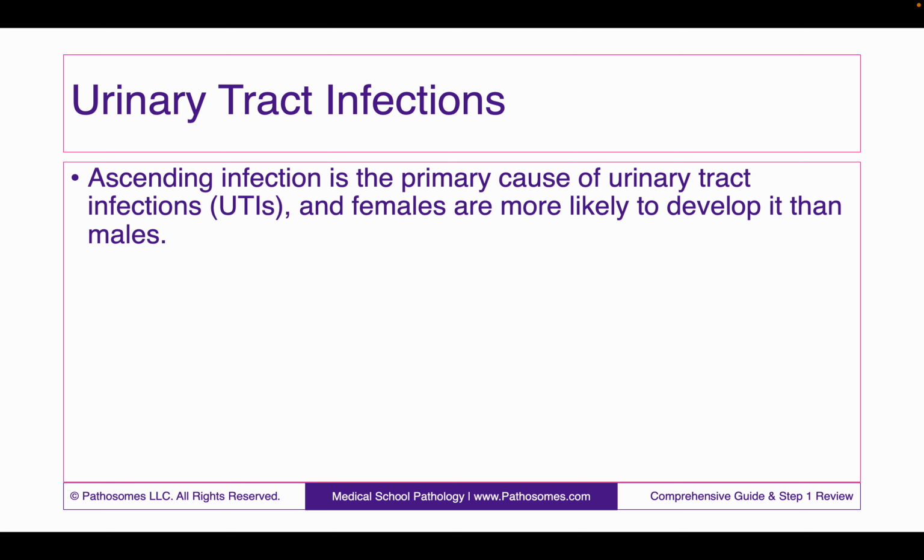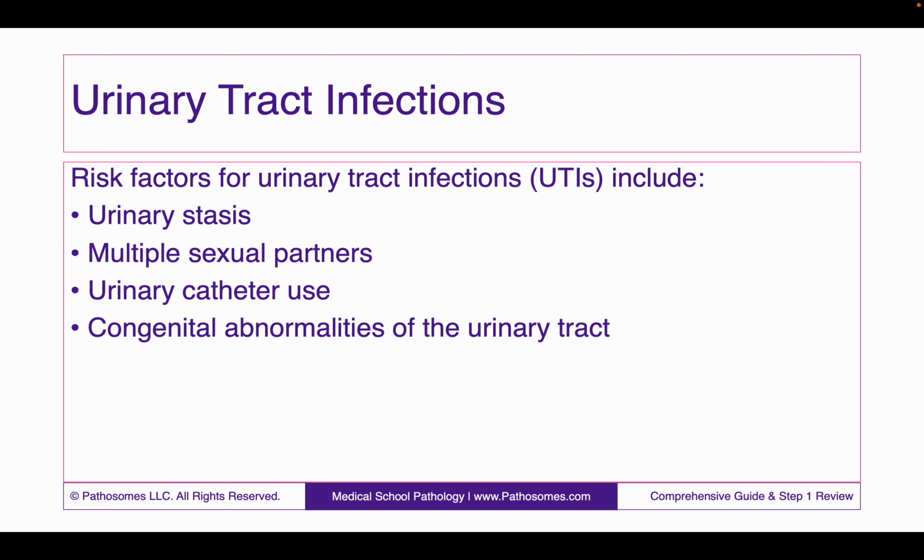Ascending infection is the primary cause of urinary tract infections, also known as UTIs. And females are more likely to develop it than males. Risk factors for urinary tract infections include urinary stasis, right? Multiple sexual partners, urinary catheter use, congenital abnormalities of the urinary tract.